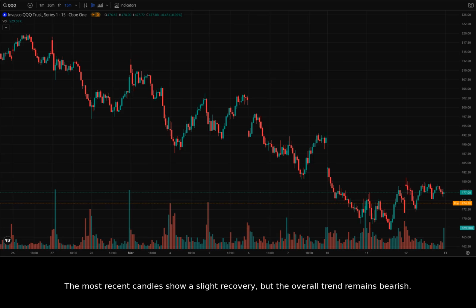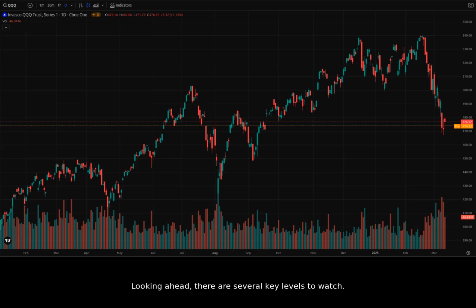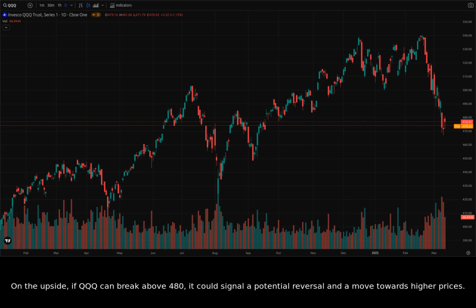The most recent candles show a slight recovery, but the overall trend remains bearish. If the cool inflation reports persist, we can expect it to rise again. Looking ahead, there are several key levels to watch. On the upside, if QQQ can break above 480, it could signal a potential reversal and a move towards higher prices. However, a sustained break below 470 could lead to further downside.